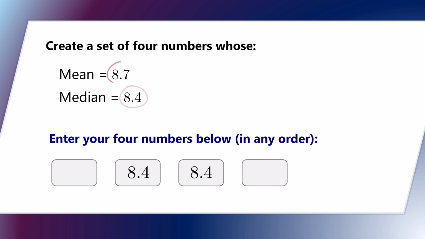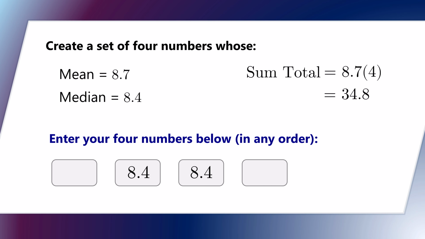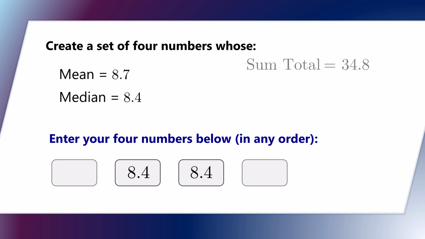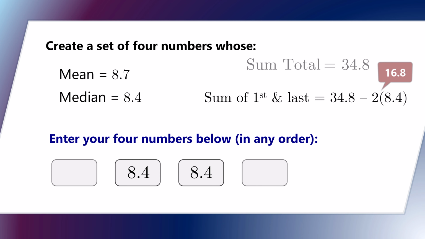For the mean to be 8.7, the total sum of these 4 values must be 8.7 times 4, which is 34.8. If we subtract the 2 middle numbers totaling 16.8, we are left with 18 for the remaining 2 spots.